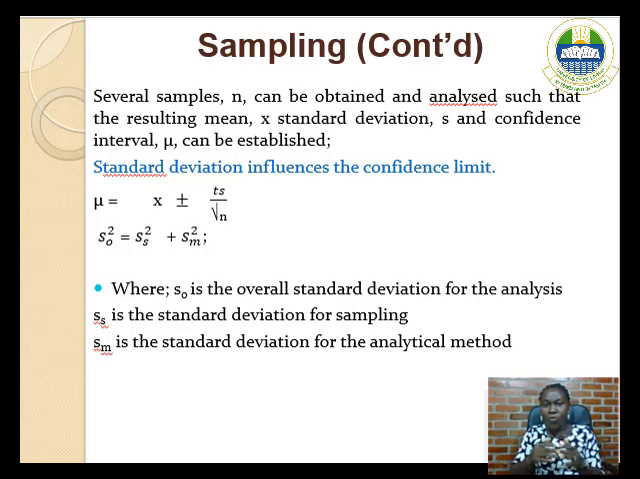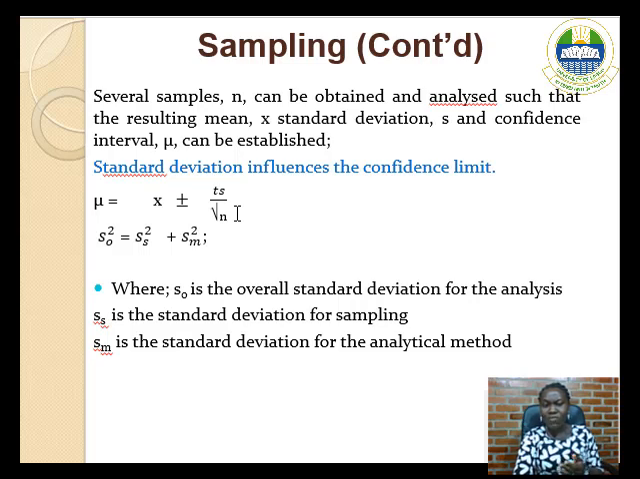All right. Now, several samples can be obtained and analyzed such that the resulting mean, which is the x bar as in this equation, that is, the equation I'm talking about, mu equals x bar plus or minus ts divided by root n, where s is the standard deviation, t is the t-test value, and n is the number of the samples, and mu is the confidence interval. So it's defined as that.